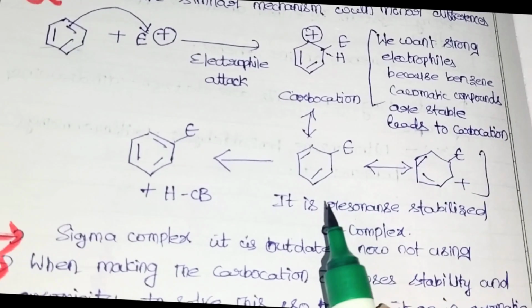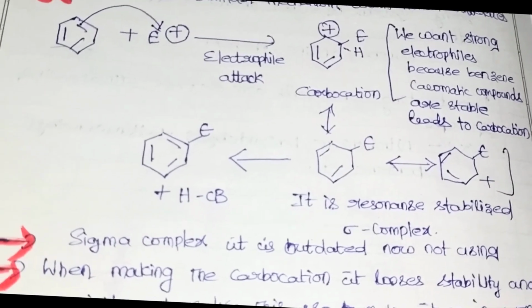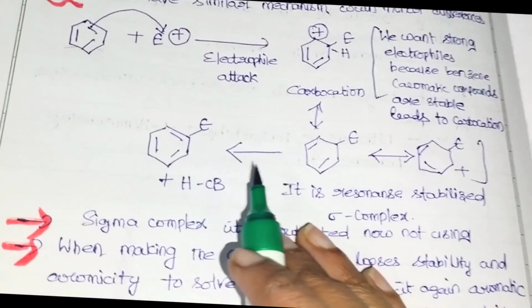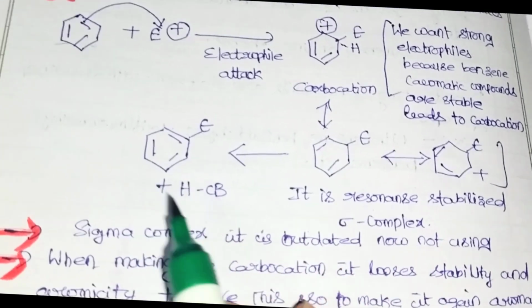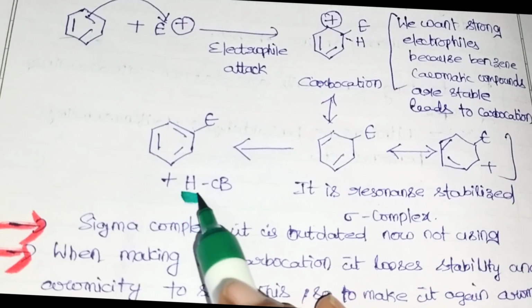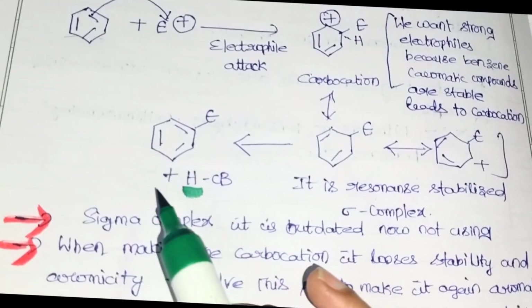After this resonance stabilized sigma complex or carbocation is formed, the next step is removal of a proton. So the proton will be removed and the electrophile will be attached. So this is the final product we want.